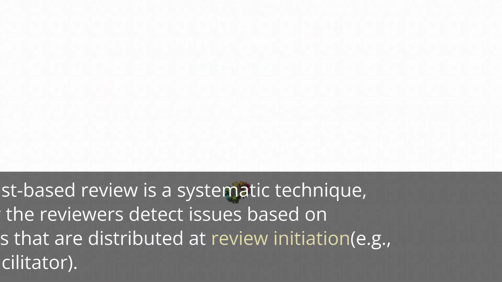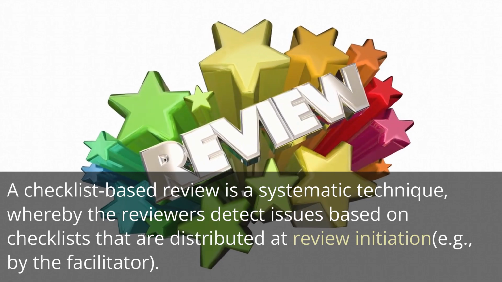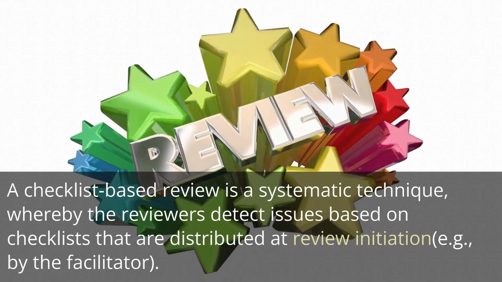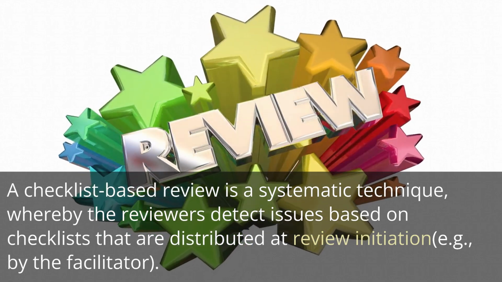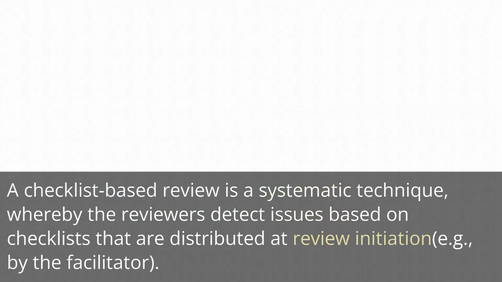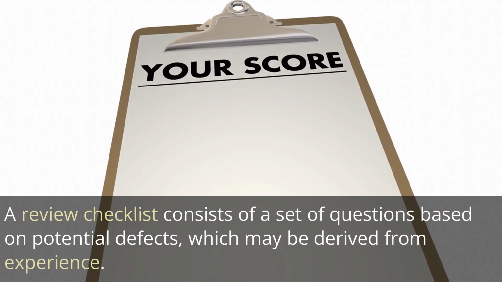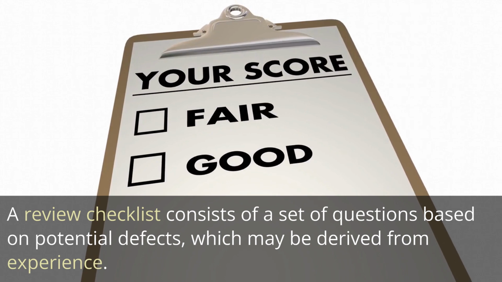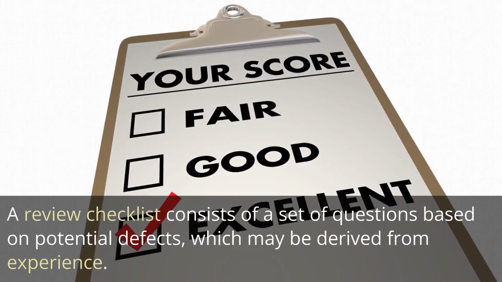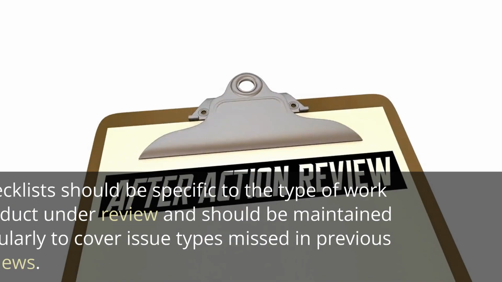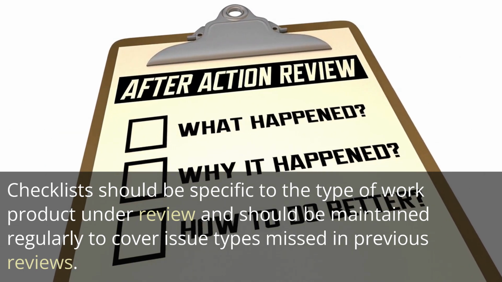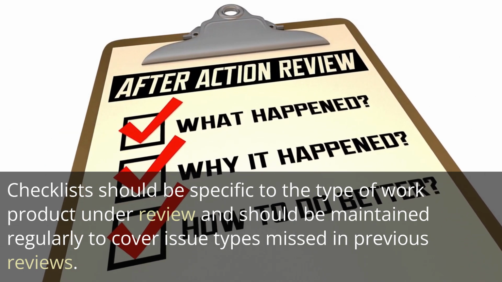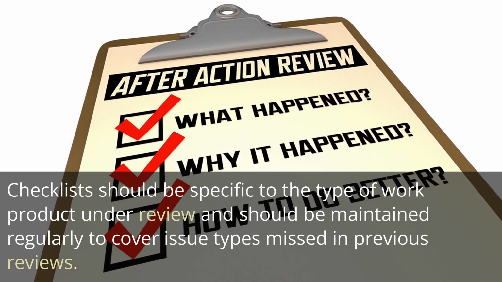Checklist-based. A checklist-based review is a systematic technique, whereby the reviewers detect issues based on checklists that are distributed at review initiation, e.g., by the facilitator. A review checklist consists of a set of questions based on potential defects, which may be derived from experience. Checklists should be specific to the type of work product under review and should be maintained regularly to cover issue types missed in previous reviews.